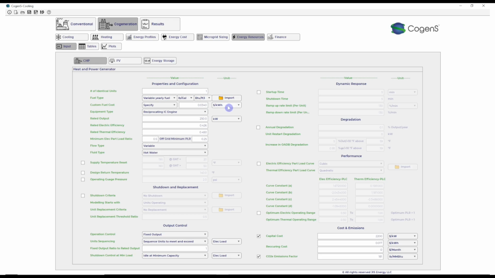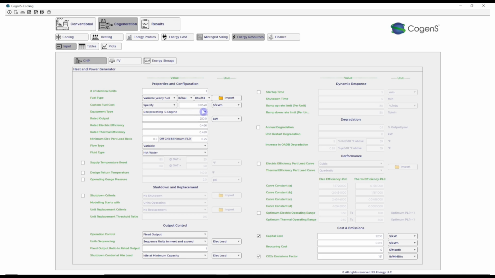All the table values must be entered in the same units chosen in the CHP input tab. For example, the fuel cost must be entered in dollars per kilowatt hour, the CO2 factor must be entered in pounds per MMBTU, and the fuel heating value must be entered in BTU per cubic feet.